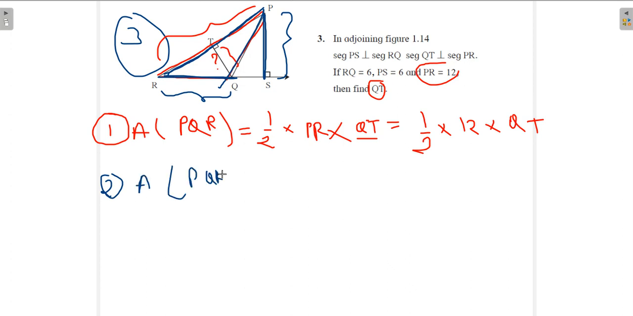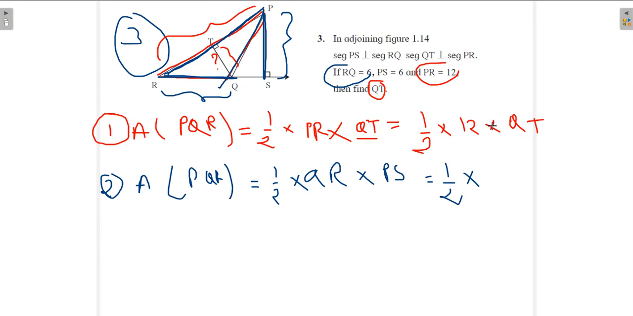Area of triangle PQR is half into, what is the base in this case? QR, or RQ, whatever you write, multiplied by the height, which is PS. So half into QR, which is given as 6, multiplied by PS, which is also given as 6. So this is equation 2. From 1 and 2 you can see that the area of PQR is the same.